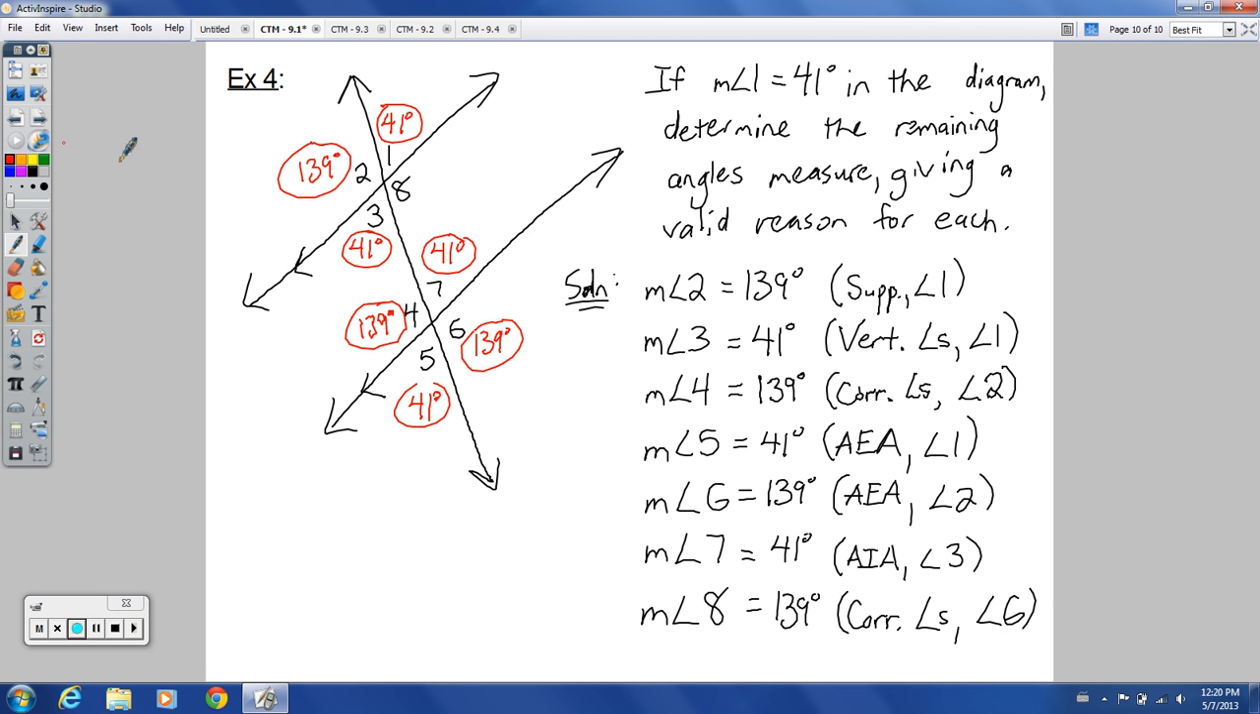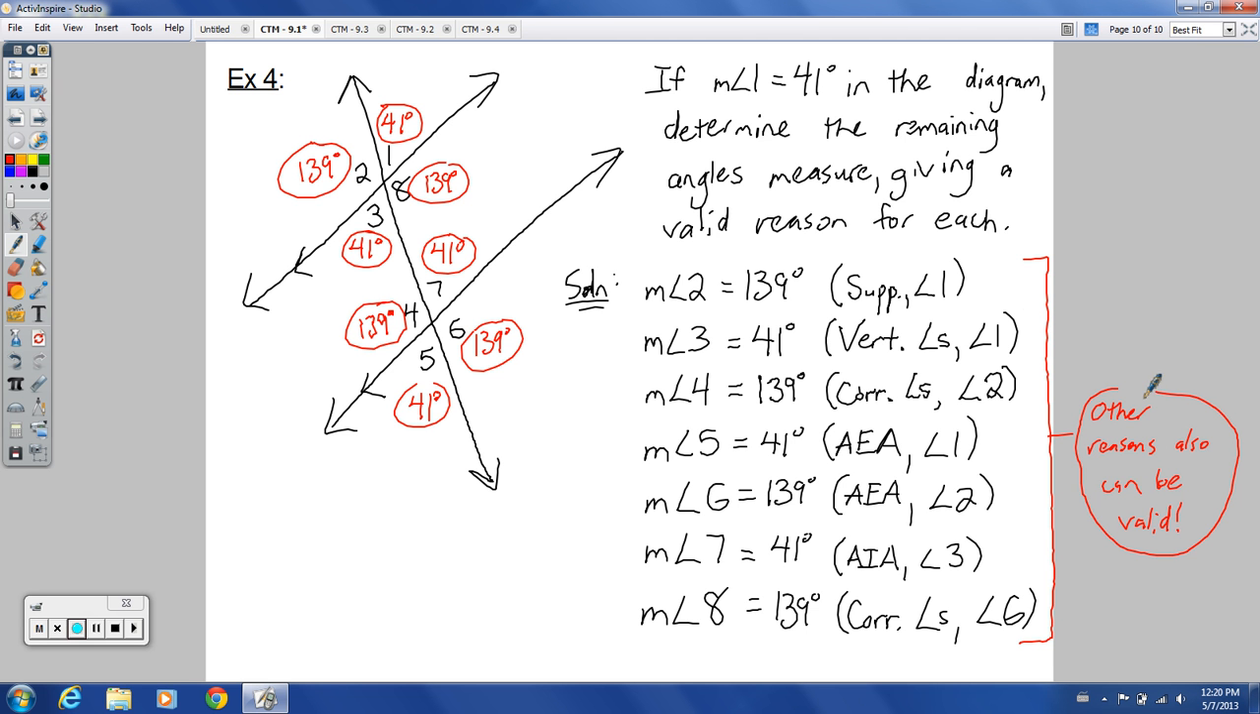Again, there's a lot of other valid reasons, especially as you continue going and you get close to finishing filling in the puzzle. You've got more and more reasons that you could give, but they just have to be valid. So let's put one final note here that other reasons also can be valid. So these aren't the only things that might work, but it does have to be a valid reason. You couldn't say, for instance, that angles 7 and 6 are corresponding. That's not true, but you could say angles 7 and 1 are corresponding. That would be true. So that will do it for this lesson.